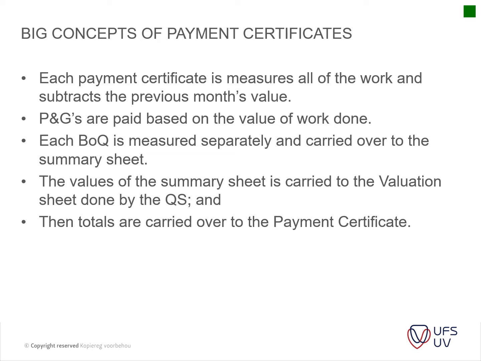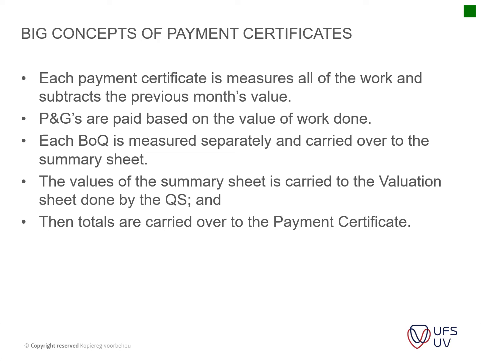payment certificates that you've measured. So you measure everything in full and you subtract everything from your previous payment certificates from this payment certificate. As we go through it, you will understand what I mean by that. Then the P's and G's are usually based on the value of work done, and in your case I will usually give the P's and G's, so you don't have to worry about them.